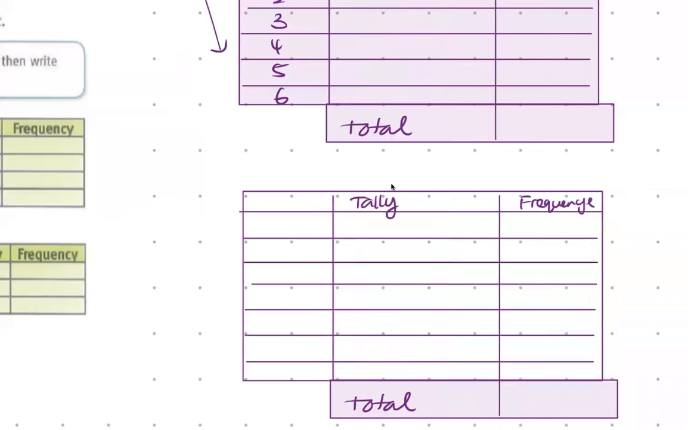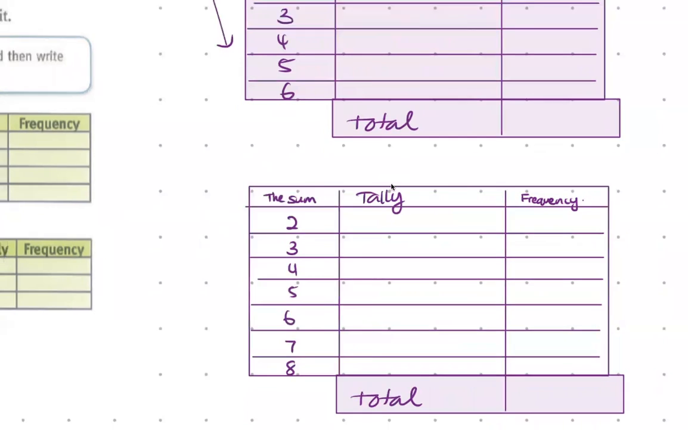Okay, the tally here, and then probably just spell frequency properly. I'm just going to write frequency. Here, it's just going to be the total. Total means the sum. I can just write the sum is better. The sum. So I get 2, 3, 4, 5, 6, 7, 8. Any other numbers are impossible.